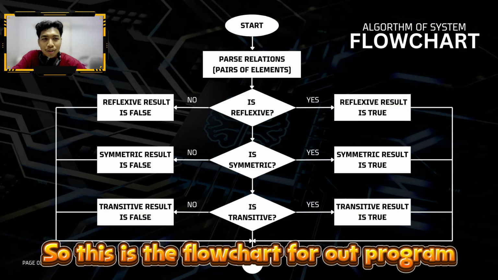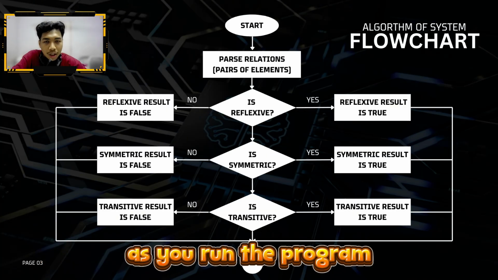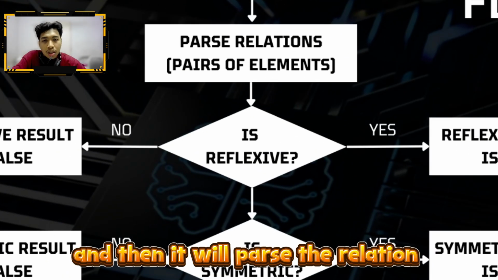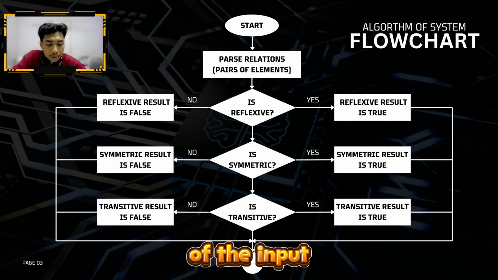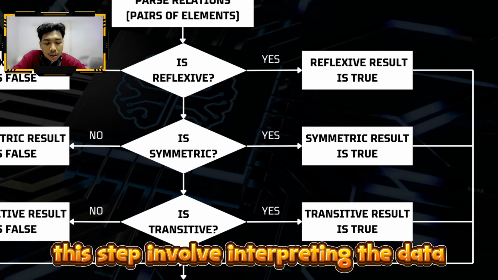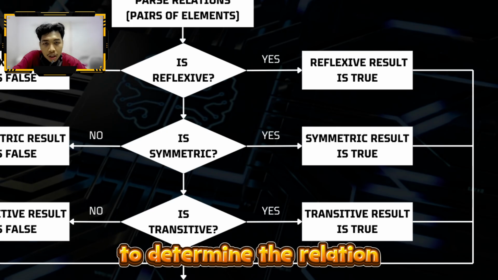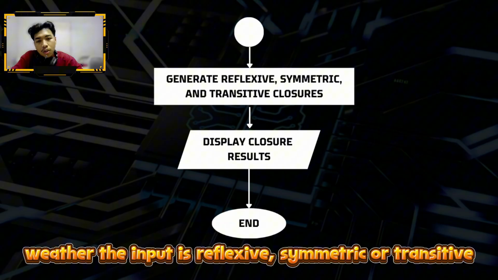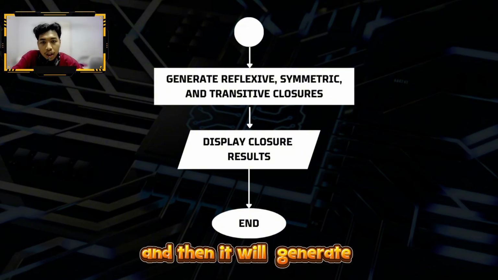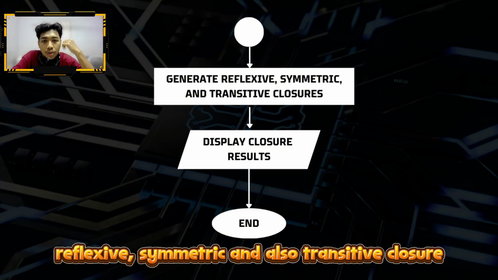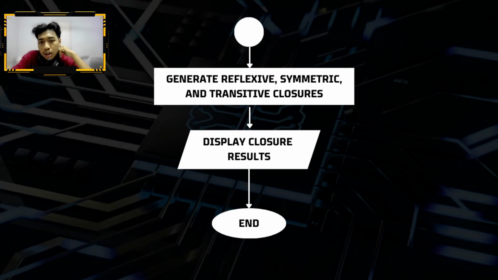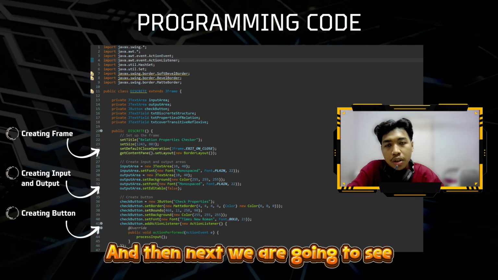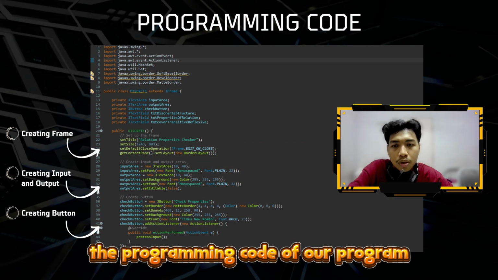This is the flowchart for our program. As you run the program, it will ask the user to enter the input and then it will parse the relation of the input. This step involves interpreting the data to determine the relation, and then the program will check whether the input is reflexive, symmetric or transitive. Then it will generate the reflexive, symmetric and transitive closure. Last but not least, it will display the closure and the output of the program. Next we are going to see the programming code of our program.